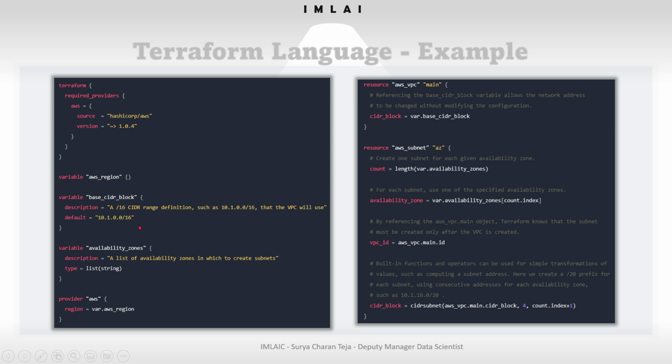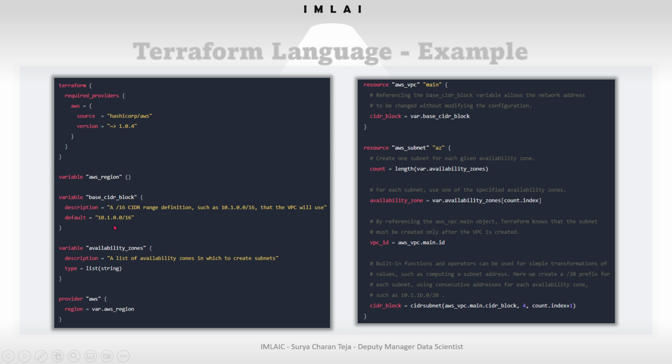So there is a description. In the description we have mentioned that /16 is the CIDR range definition, such as 10.1.0.0/16, that the VPC will use. If I would like to explain what this means: 16 means 8 plus 8. The first octet and the second octet define the network, and the last two octets, the 0.0, the third and fourth octet, represent the host.